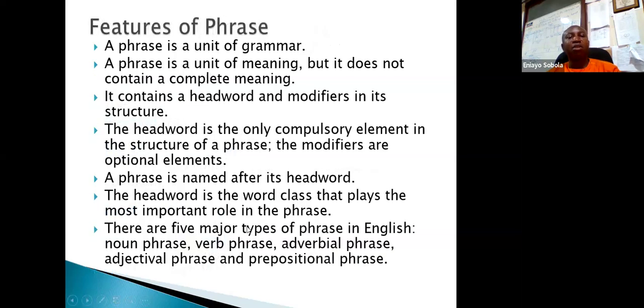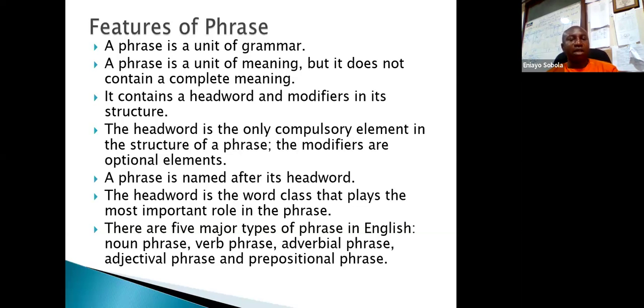So under the features of a phrase, you can say that a phrase is a unit of grammar. And as a unit of grammar, it's also a unit of meaning. But the issue is that it does not contain a complete meaning. Like we gave an example, a boy. A boy has meaning. It's talking about only one male human.